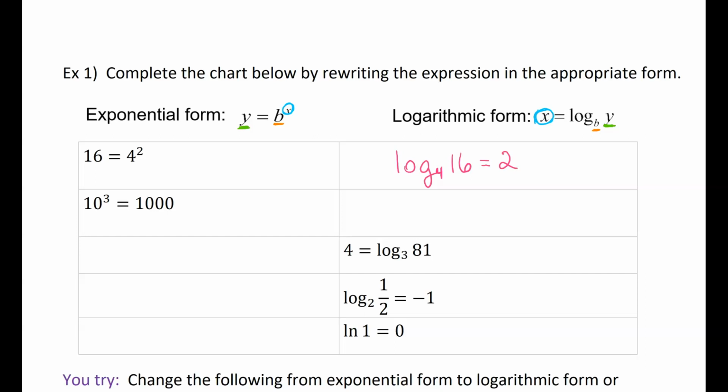In our next one, I have 10 cubed is equal to 1,000. Again, I'm just going to convert it into logarithmic form. So I have a log. The base of my exponent is 10, so that becomes the base of my log. My exponential form is equal to 1,000, so that is going to be my argument. And then this is equal to the exponent on the exponential form equals 3.